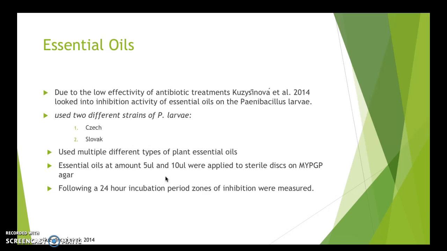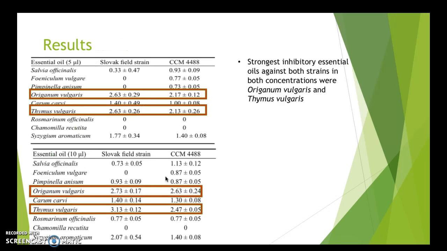Concentrated essential oils at 2 amounts, 5 microliters and 10 microliters, were applied to sterile discs on MYPGP agar, along with pea larvae. After a 24-hour incubation period, the researchers measured the zones of inhibition, and here are their results. There are two different figures.